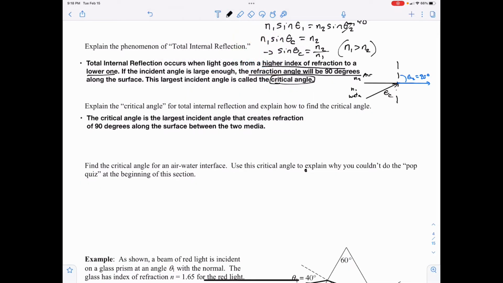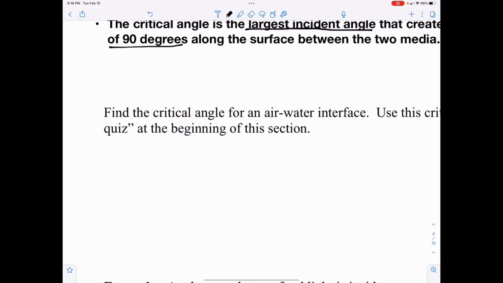The critical angle is the largest incident angle, largest theta 1, that creates refraction of 90 degrees along the surface between two media. So find the critical angle for the air-water interface. Use the critical angle to explain why you couldn't do the pop quiz at the beginning of this section. So let's do this problem.